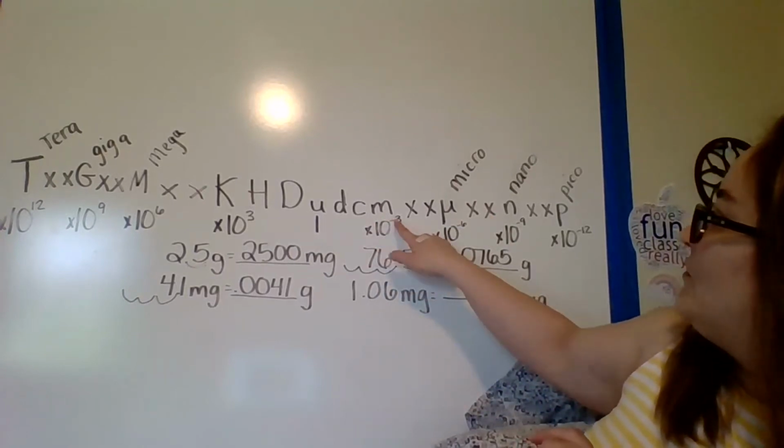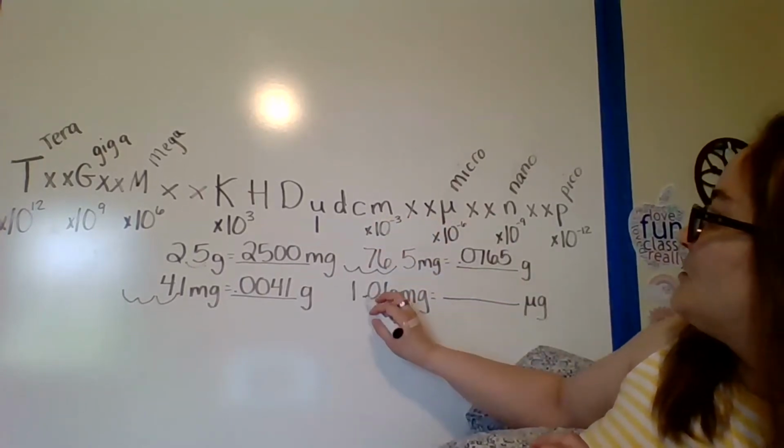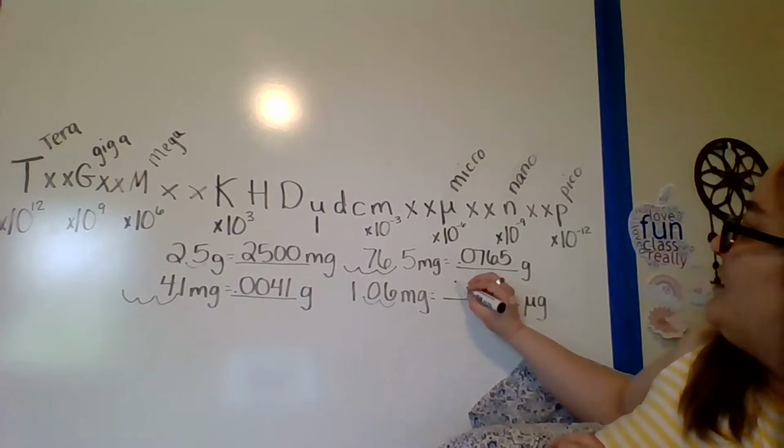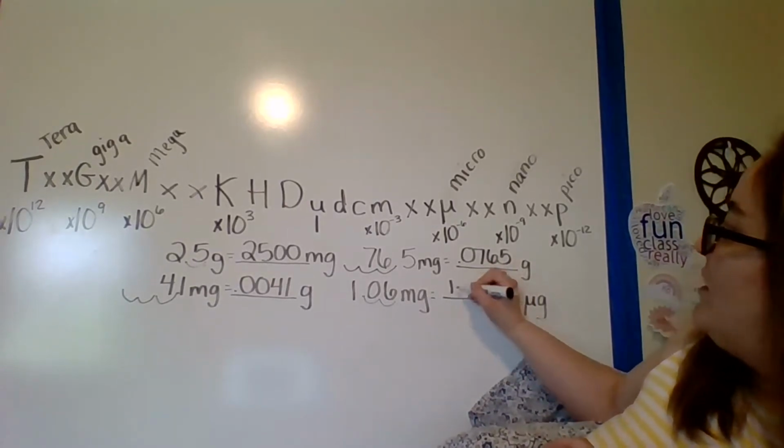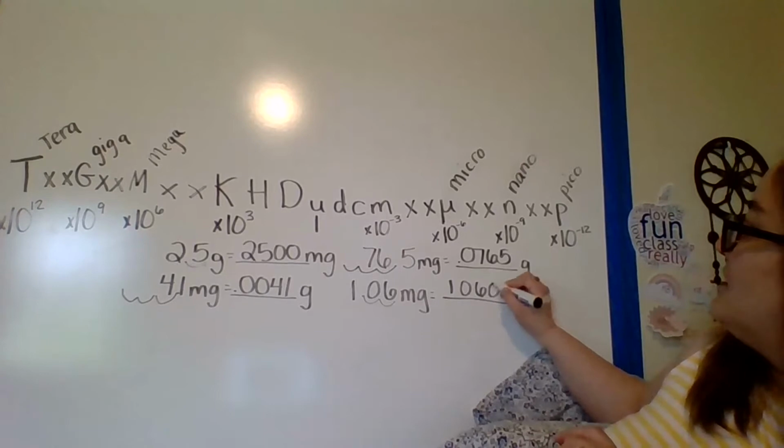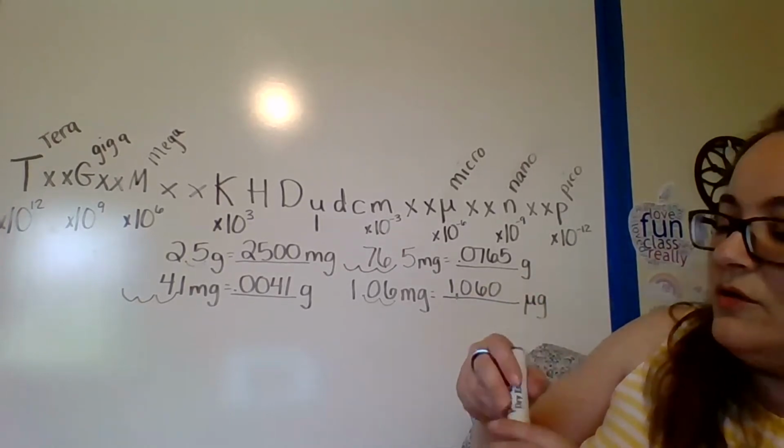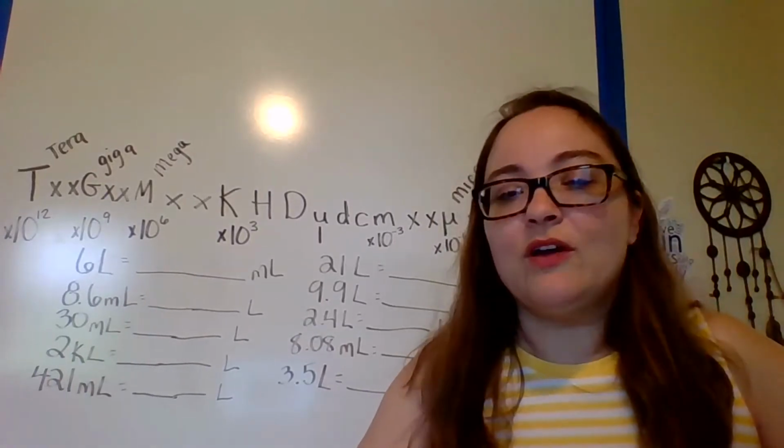And the last one on that page, 1.06 milligrams, is how many micrograms. So starting on milli and 1, 2, 3. So 1, 2 gets us there. We just need to add one more 0. 1,060 micrograms.